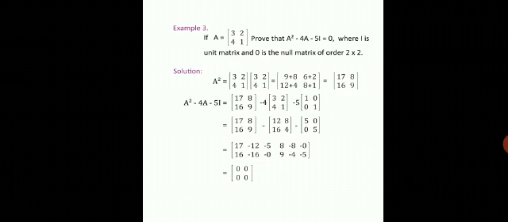Now, simplify in the third step, that is, corresponding elements have to be simplified. There is a minus in between the matrices, so that becomes 17 minus 12 minus 5, 8 minus 8 minus 0, 16 minus 16 minus 0, 9 minus 4 minus 5. Corresponding elements have to be simplified. We get 0, 0, 0 and 0. After simplification of all the elements, we get a zero matrix, that is the required RHS.